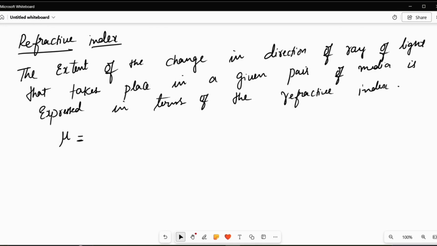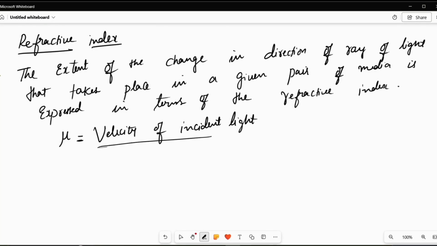Mu is equal to velocity of incident light by velocity of refracted light.